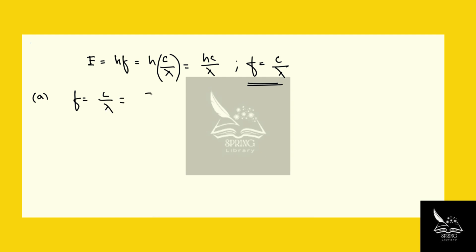We know the speed of light, that is 3 times 10 to the power 8 meters per second. Lambda is given to be 600 nanometers, so we have to convert that into meters in order to substitute that into the equation, and this gives the frequency to be 4.9965 times 10 to the power 14 hertz.